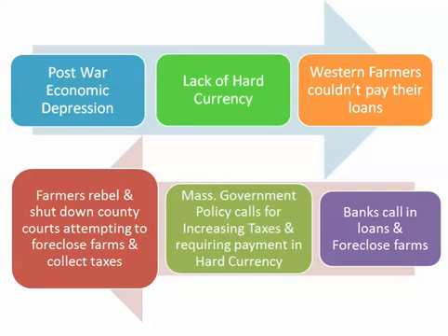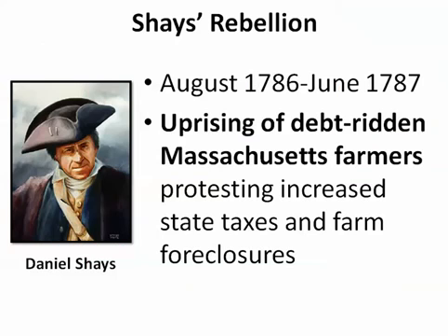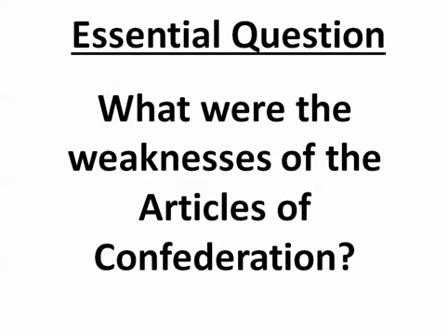And then the Massachusetts government calls for an increase in taxes and requires payment in hard currency, and then these farmers, who are former Revolutionary War soldiers, are going to rebel and shut down county courts so they won't be able to collect these taxes or foreclose on their farms. So they're attempting to do this. These farmers are led by Captain Daniel Shays, and they're not trying to take over Massachusetts, just trying to make some changes.